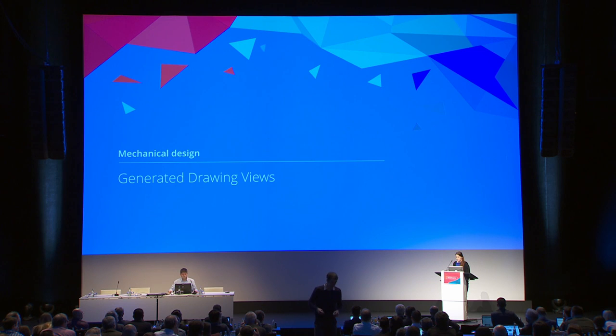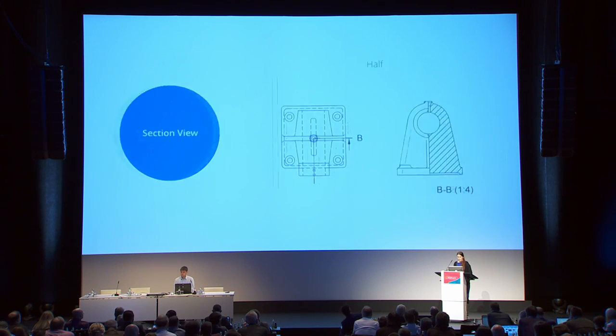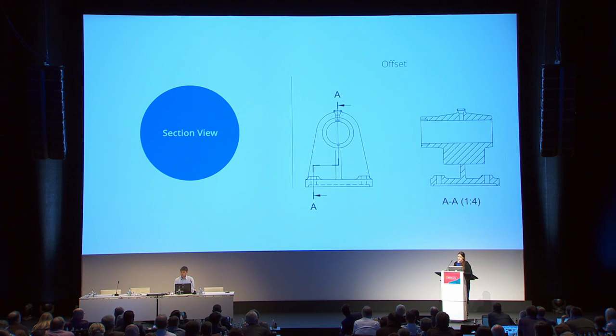I will tell you about new features in generated drawing views. For detail views, it became possible to specify a rectangular boundary. You can generate a half section. An offset section is generated by bending the cutting plane.